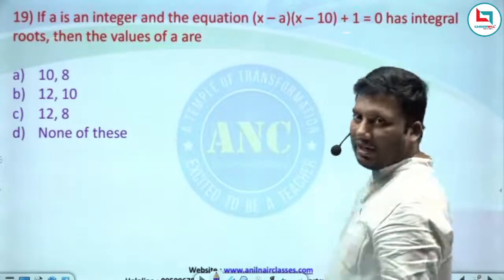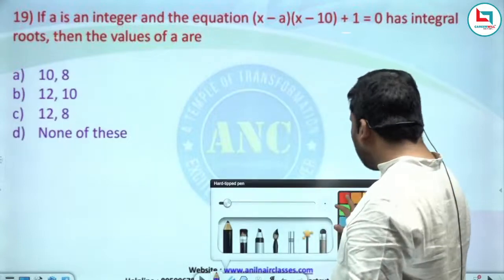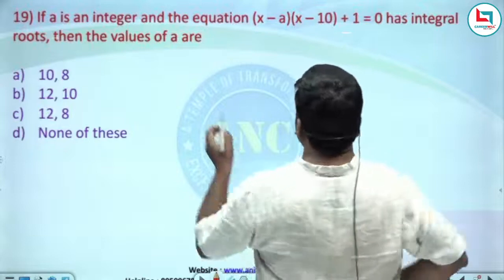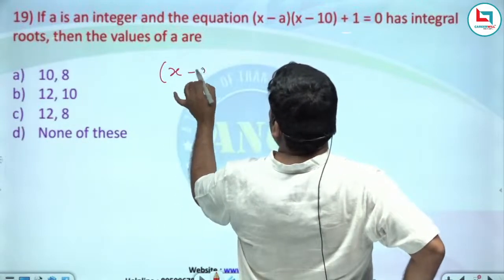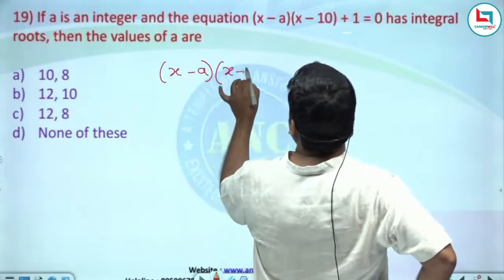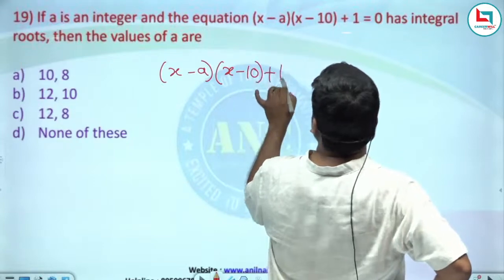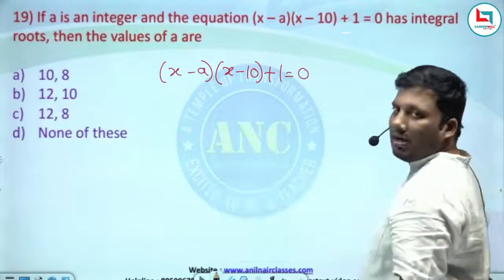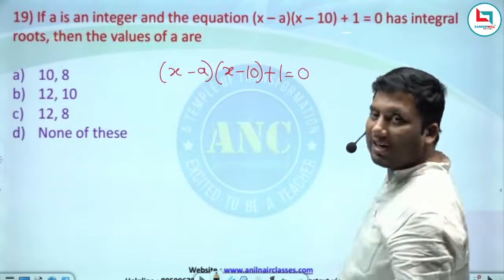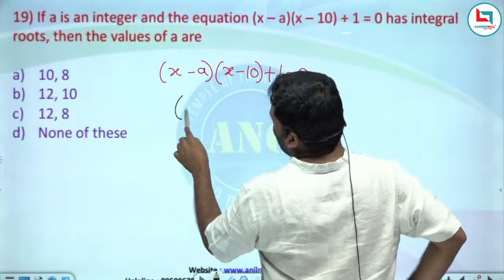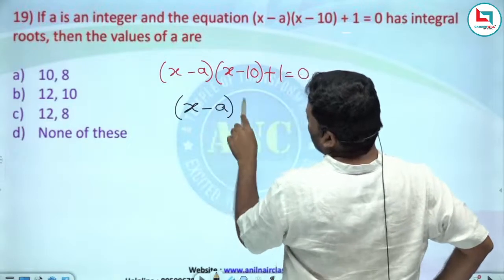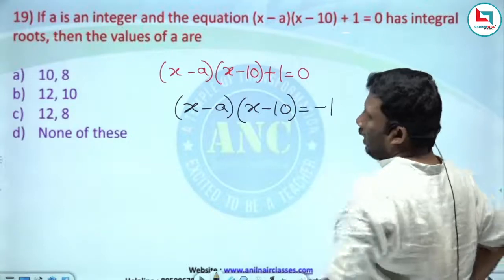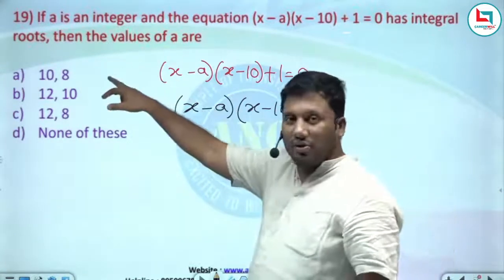19th one. Again a very, very good exam model question. If a is an integral value and the equation (x minus a) into (x minus 10) plus 1 equivalent to 0 has integral roots. Listen carefully, sir. (x minus a) into (x minus 10) equivalent to minus 1. Then the integral values of a.